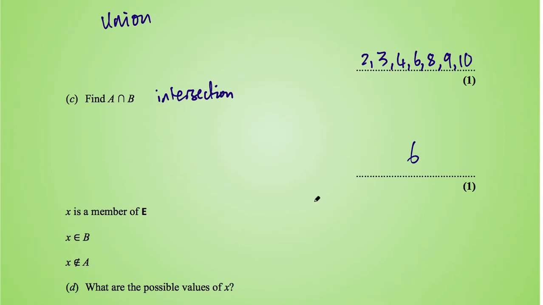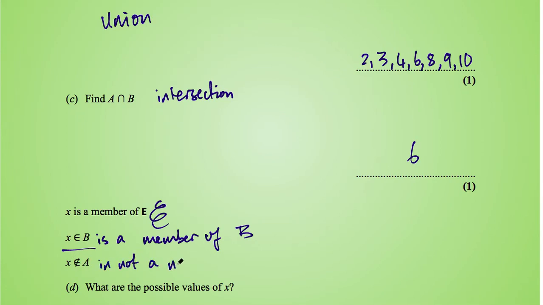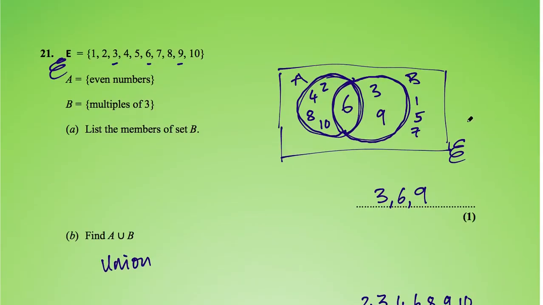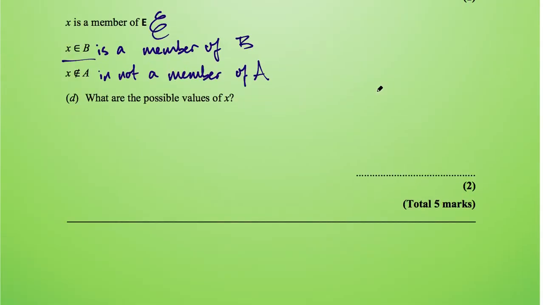And then it tells us that X, some number we haven't spoken about yet, is a member of the universal set. So it's one of these numbers, 1 to 10. This means is a member of B, so it's in B. And that means is not a member of, which means it's not in A. So we go back to our diagram, and it's a really good thing I've drawn the diagram now because it's going to be useful. I want something that is in B and not in A. In B is 6, 3, and 9, but 6 is also in A, so we're talking about this region here, and that's just the numbers 3 and 9. The possible values of X are therefore 3 and 9.